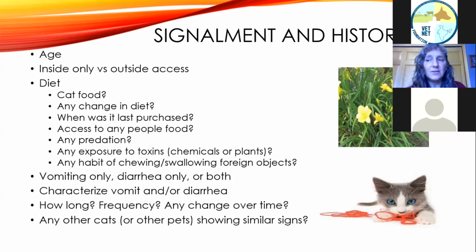Have the owner characterize the vomit and or diarrhea. What is the color, consistency, and timing in relation to eating? How long has this been going on? Has it been days, weeks, months, or even years? A foreign body will cause a more serious problem rapidly compared to a slowly developing neoplasia of the GI tract. How many times per day or week is it happening? And has the frequency or character changed over time?